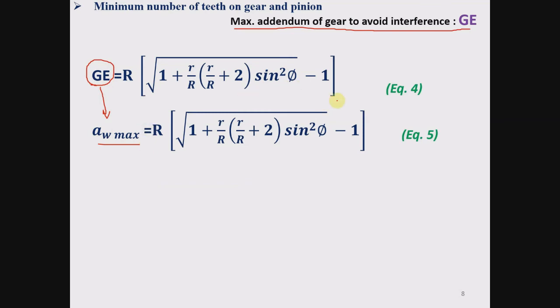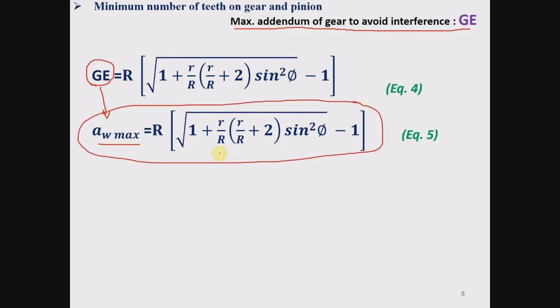Now this is the equation with you before you start designing the gear wheel. So you have to follow this equation. While deciding the addendum of your gear wheel, you must select the value of addendum of gear wheel such that your selected addendum value AW must be always less than or equals to its maximum value so that interference can be avoided.